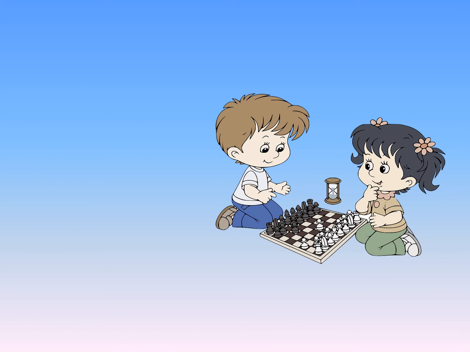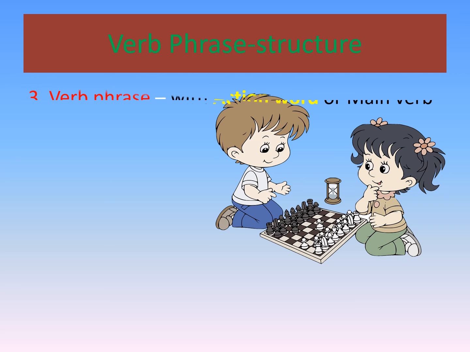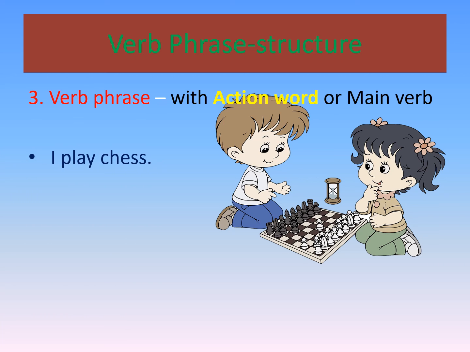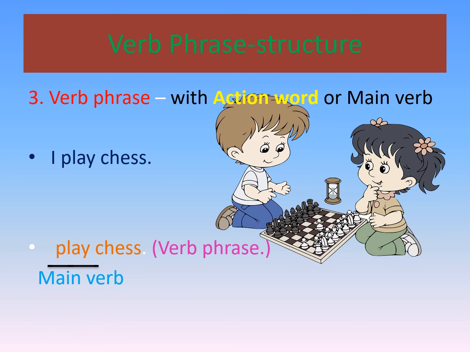Let us see the last type of verb phrase structure. Verb phrase with an action word or main verb. Example, I play chess. So, what is the verb phrase in the sentence? Play chess is the verb phrase. The verb phrase is started with an action word play. So, play is a main verb. So, in this type, the verb phrase is started with the main verb.